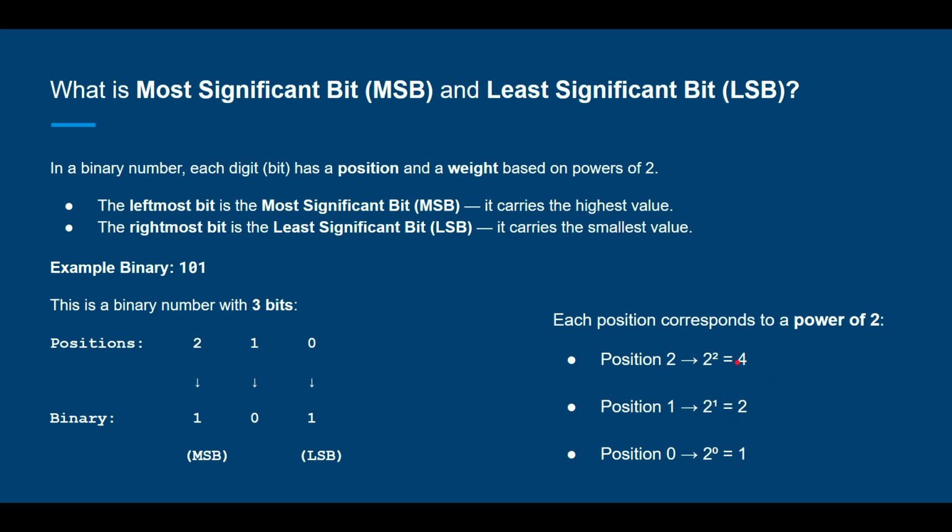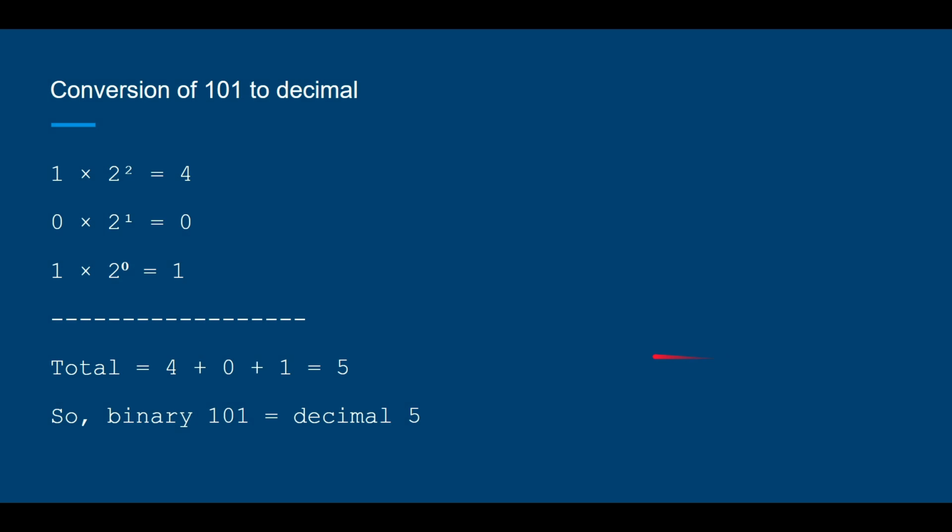If you are going to convert 101 to decimal, you know this is your value, and these are the bits we have been given. You just need to multiply them, and you will get the exact value in decimal. Then you just need to add them up, and if you do the total, you will get 5. So the binary 101 is equal to decimal 5.